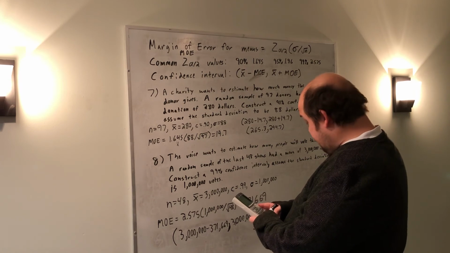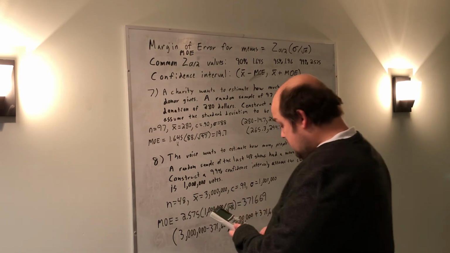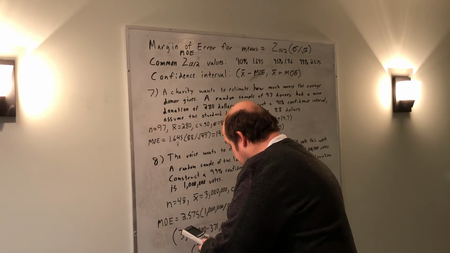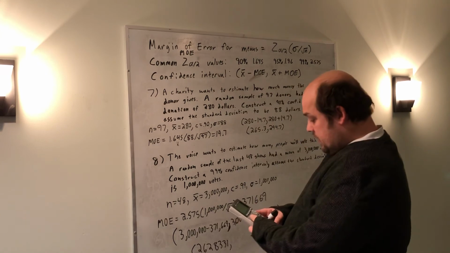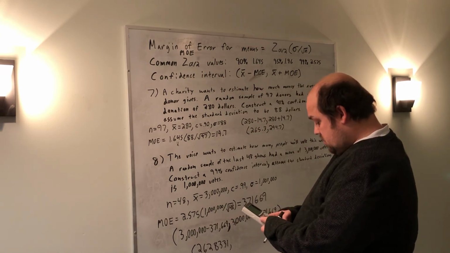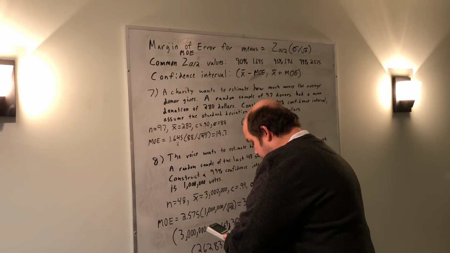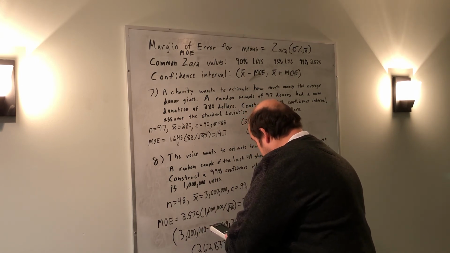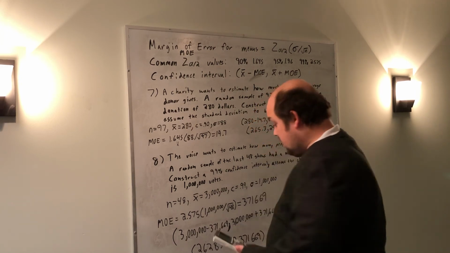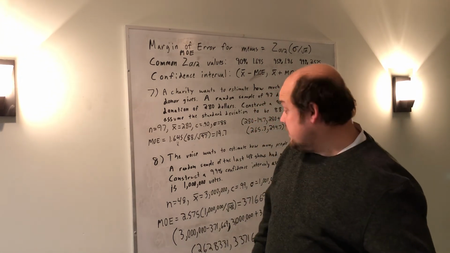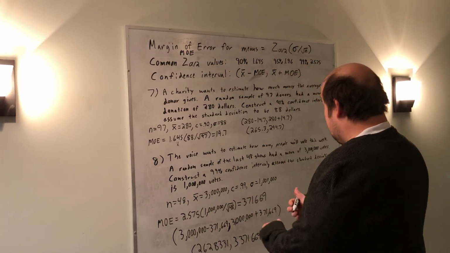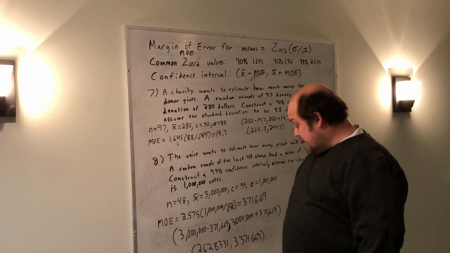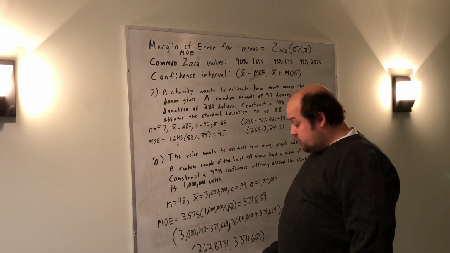When I do 3 million minus 371,669, that gives me a lower bound of 2,628,331. When I do it instead as adding, that gives me an upper bound of 3,371,669. So what this really says is that the voice is 99% sure that the true number of people that will vote this week is between 2,628,000 and 3,371,000.